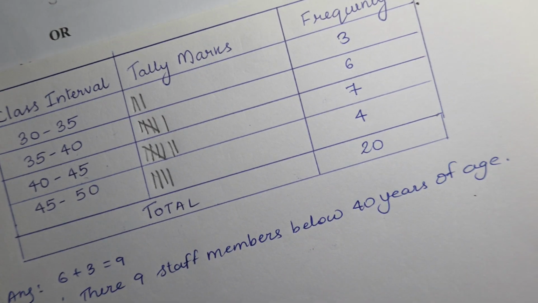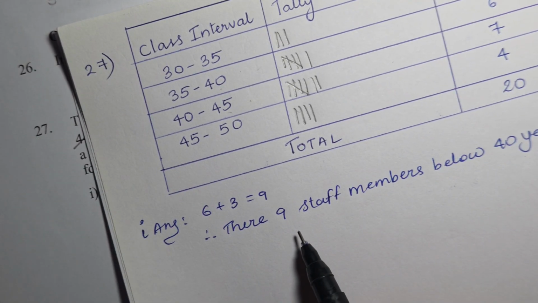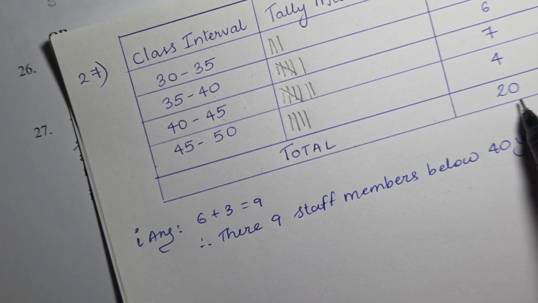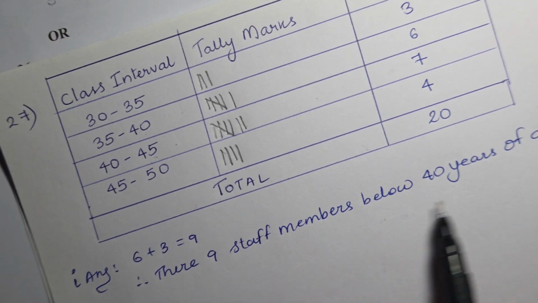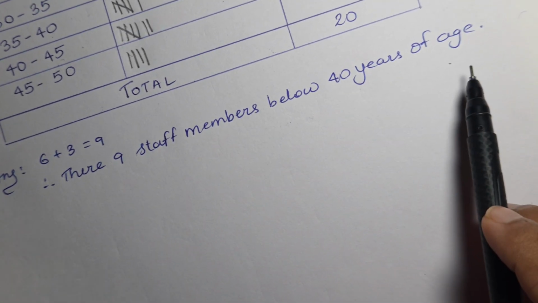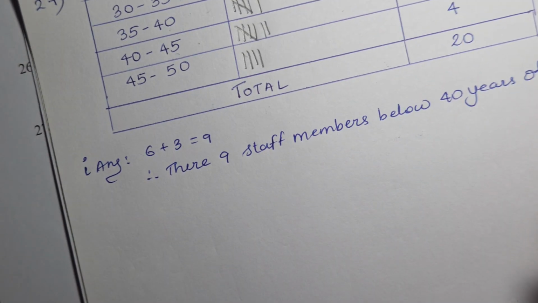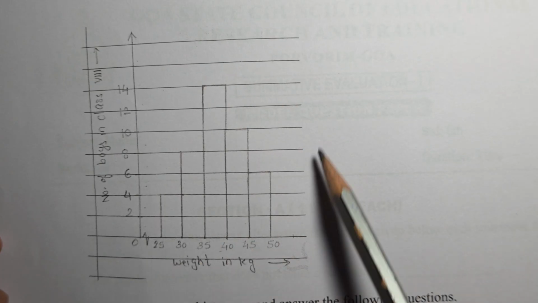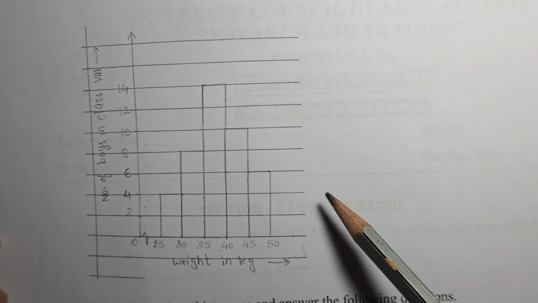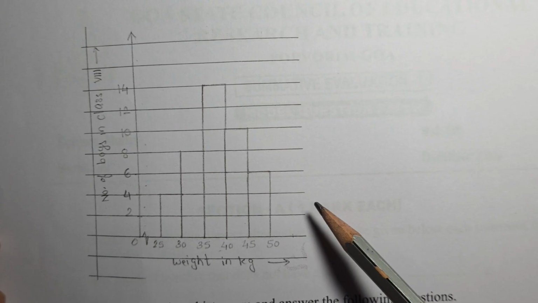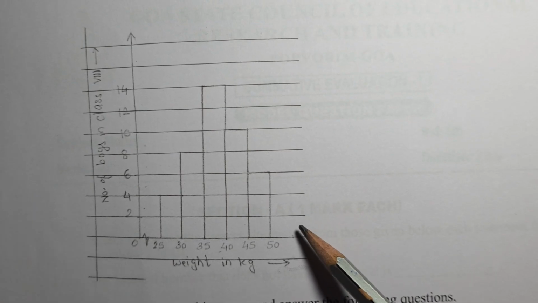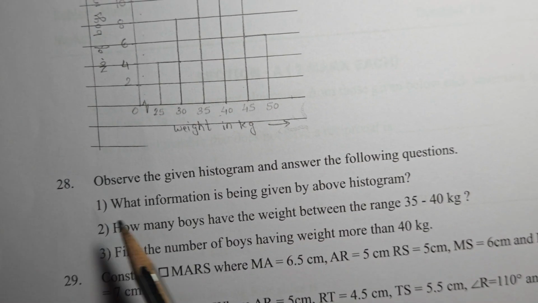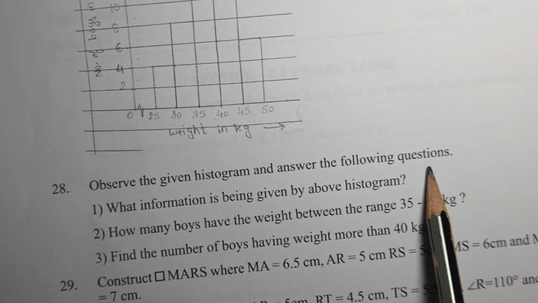Correct? Yes. So once you answer this as well, drawing the table and doing the tally marks, this total will give you 2 marks, and answering this question will give you the next 1 mark. So total 3 marks. Next question is about the histogram. Now the figure is already given to us. The histogram is given to us. Based on this histogram, I need to answer the following question. Observe the given histogram and answer the following question.